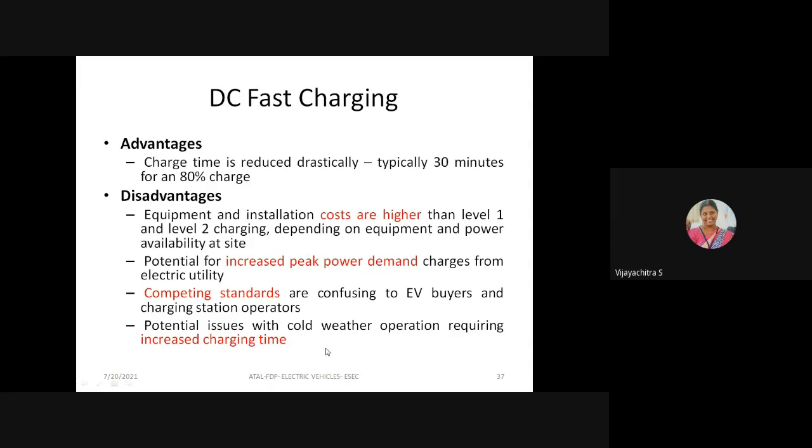Suppose there is some weather condition, then the charging time may be extended from 30 to 50 minutes, depending upon the weather condition, whether it is cold weather or hot weather. If it is hot weather, there are no such issues. If the weather is very cold, then there may definitely be some struggle in charging. So when we look into the disadvantages compared to the advantages, these drawbacks are somewhat minimal.